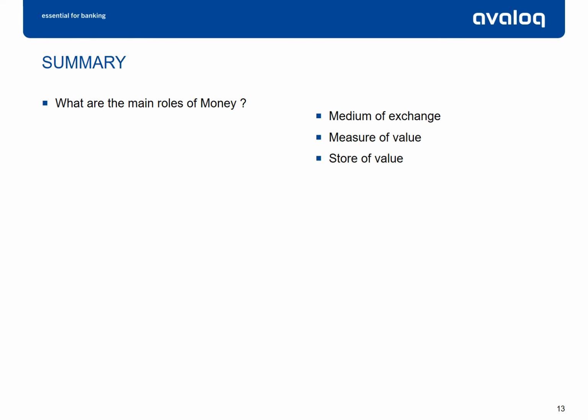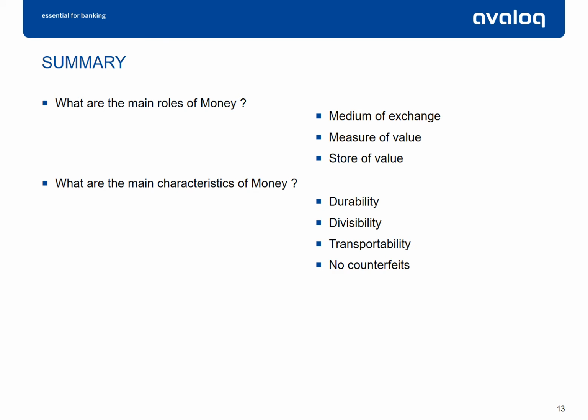Before we continue, let's have a short summary on what we have already seen. What are the main roles of money? Money is a medium of exchange. It is also a measure of value and a store of value. What are the main characteristics of money? Money is durable, divisible, transportable, and has no counterfeits.